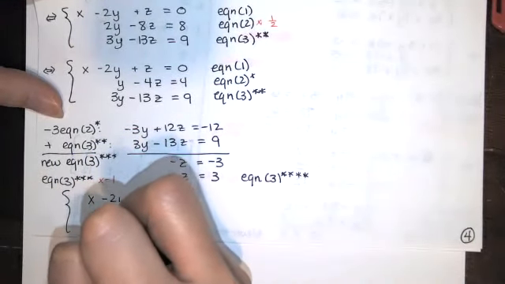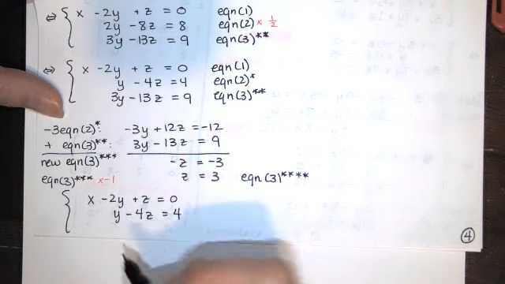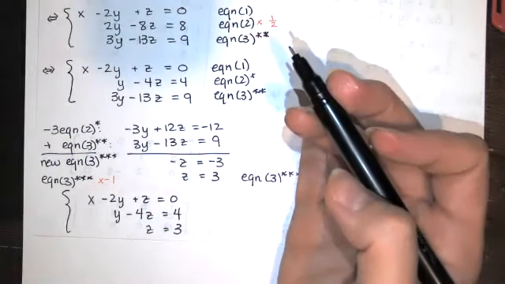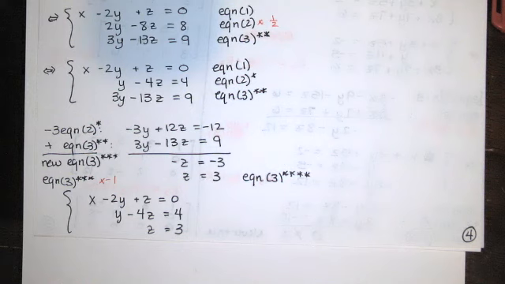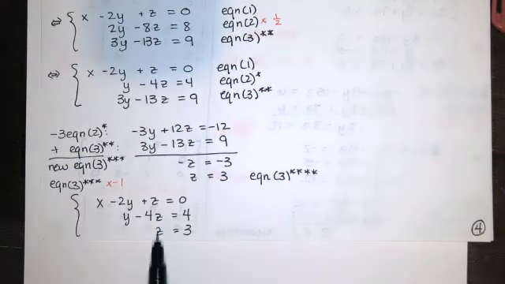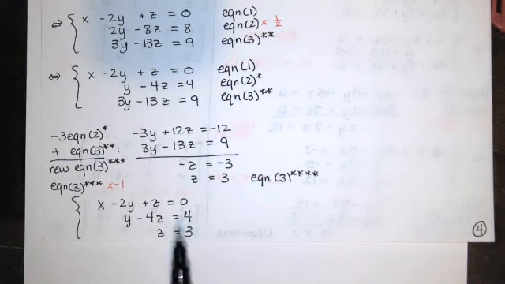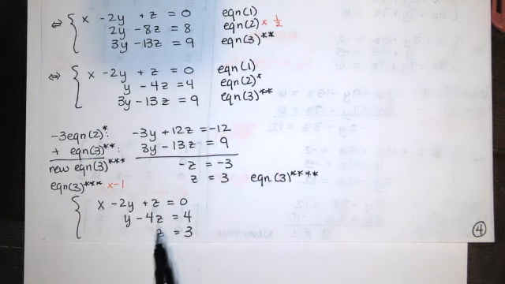We've got x minus 2y plus z equals 0, y minus 4z equals 4. And this last equation is just z equals 3. So when I have this system of equations in this form, I know that I can solve this system of equations. I know that there's at least one solution, because this tells me that z equals 3. And if I know what z is, I can substitute that here and figure out what y is. And once I know what y and z are, I can substitute those up here and I can find out what x is.